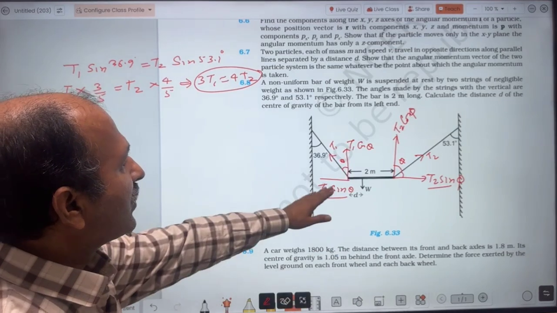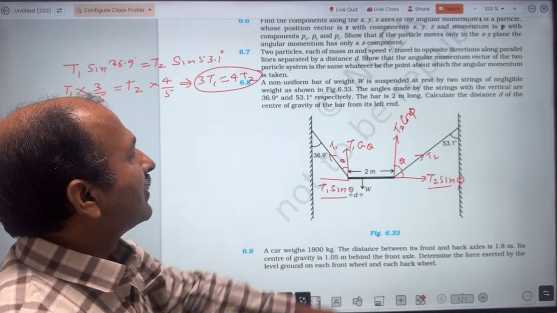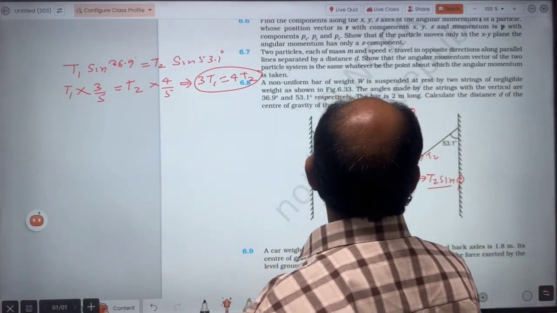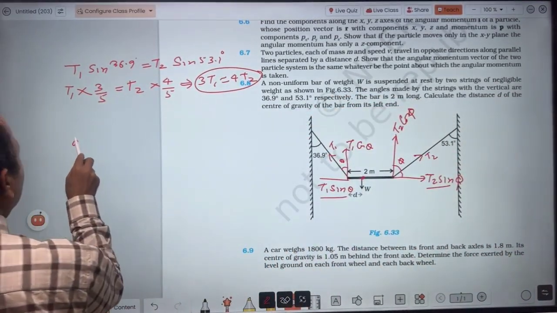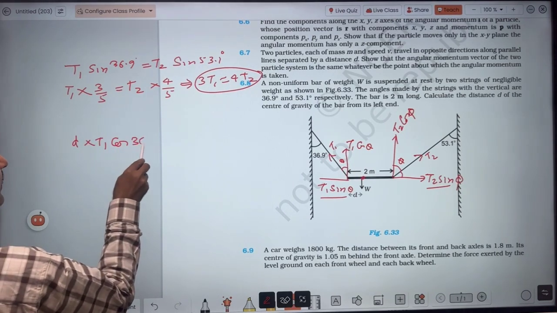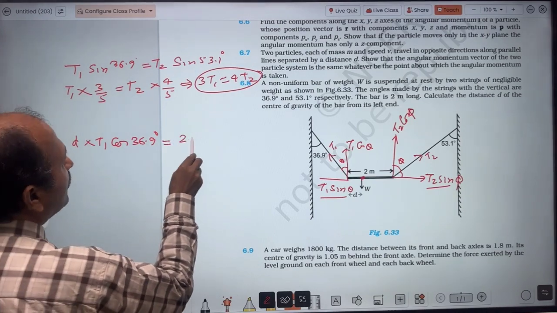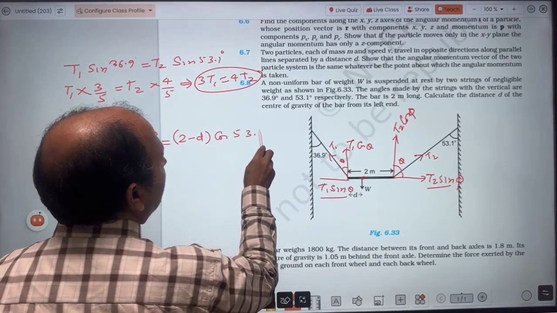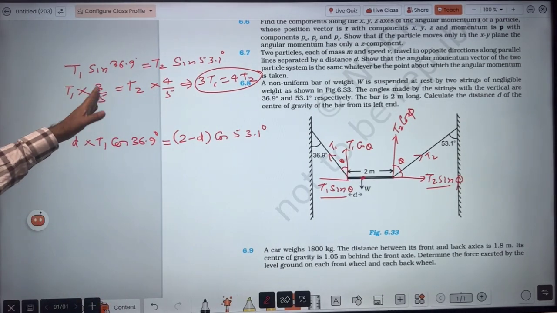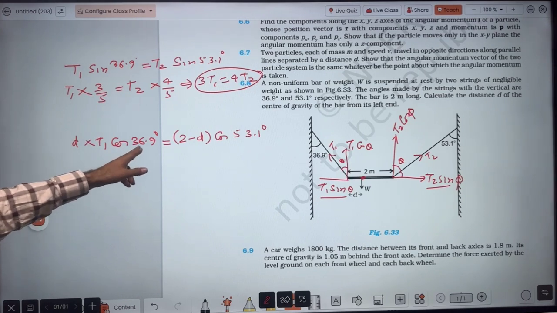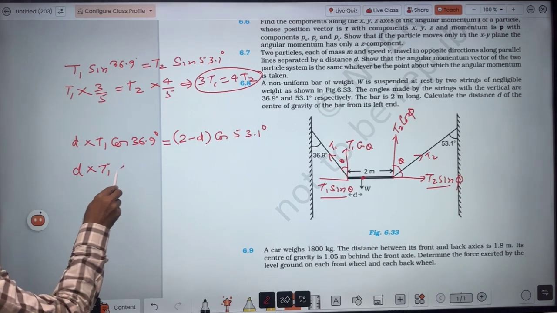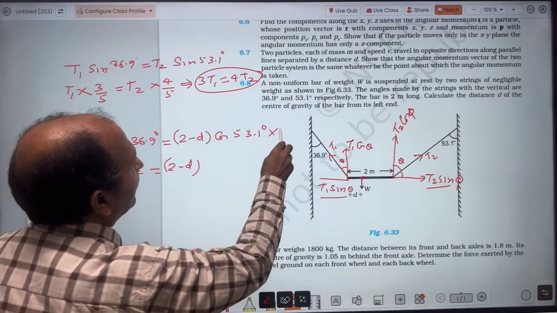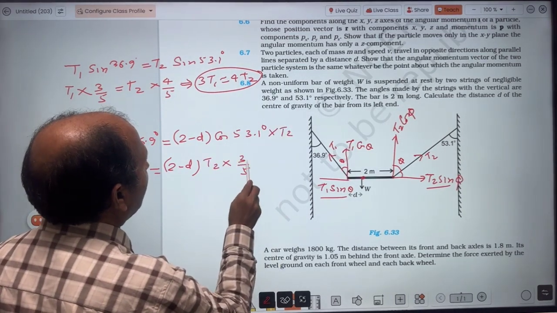And for rotational equilibrium, as I told you, W must be balanced by here. So about this W, we are taking the moments. Moment means force into perpendicular distance. So here this distance is D, and this is T1 cos theta force. So D times T1 cos 36.9 degree equal to 2 minus D, because this length is total 2 meter, 2 minus D cos 53.1 degree. Here we have written sine 36.9 degree, that is 3 by 5. So obviously this will be 4 by 5. D into T1 into 4 by 5. 2 minus D, here T2 is missing. So T2 into this will become 3 by 5.